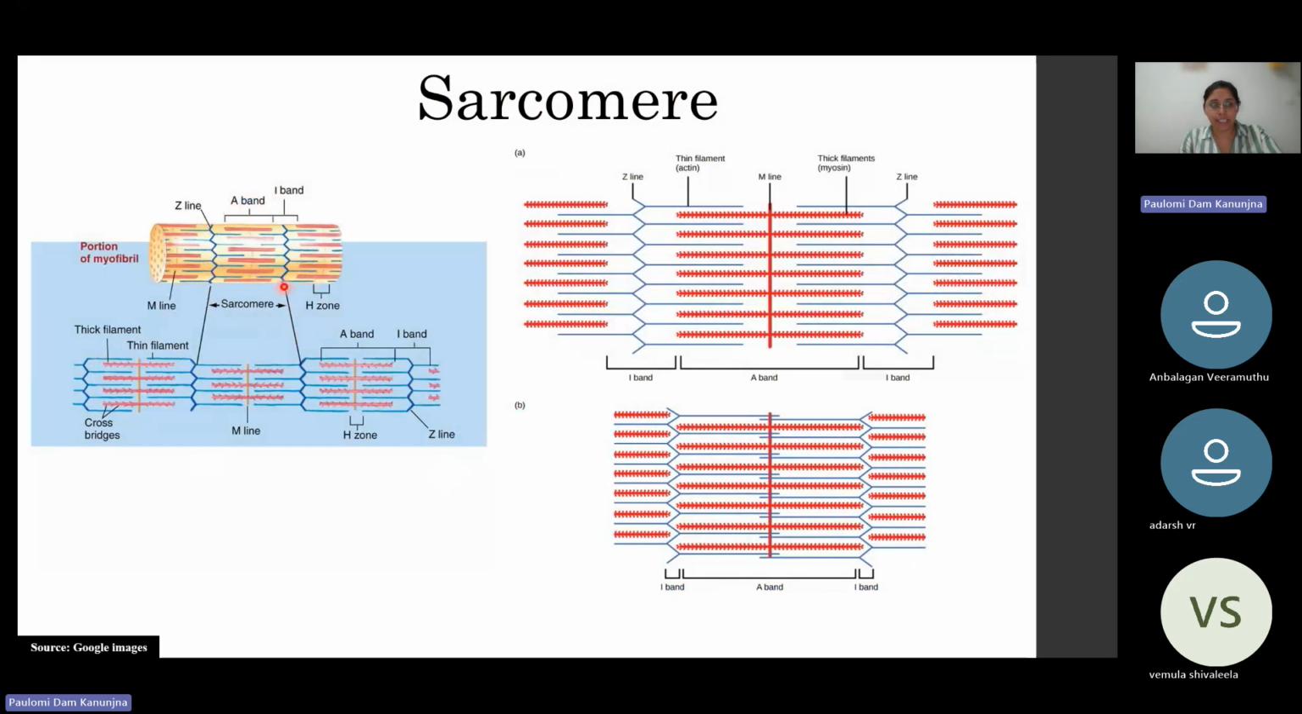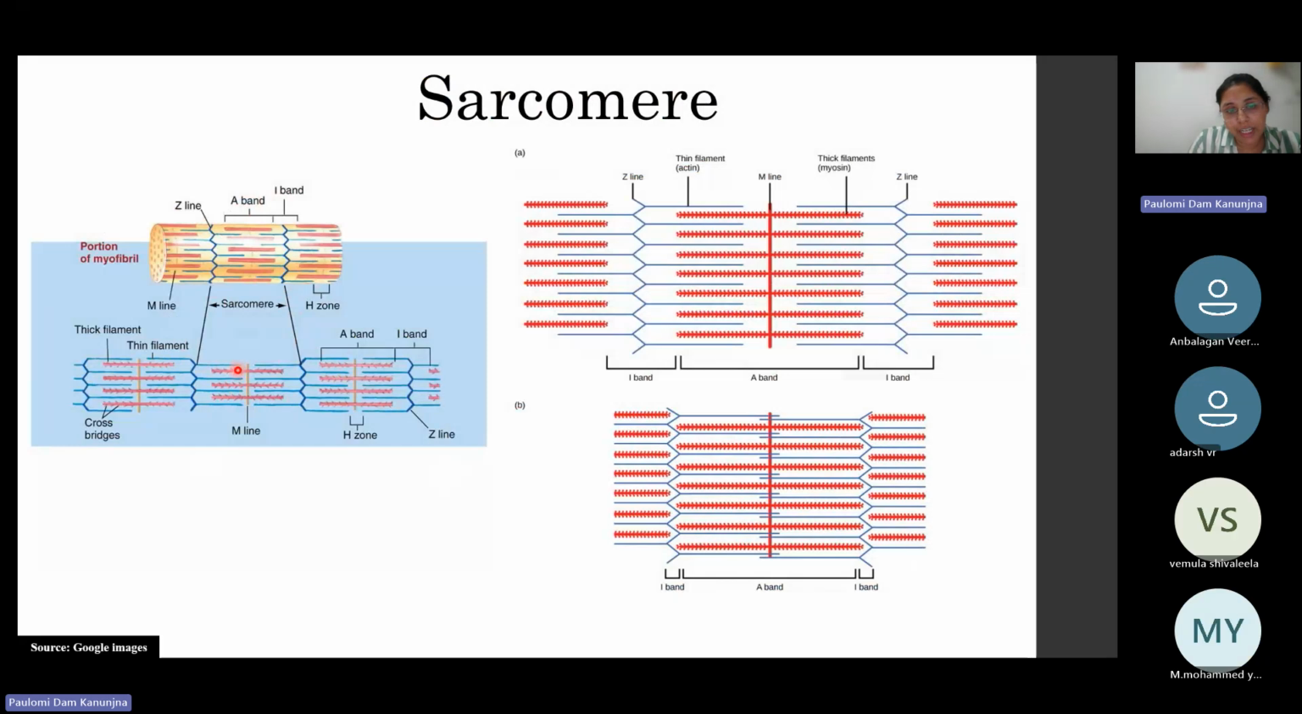If you take this portion and enlarge it, what you see is a zigzag line. And then from these zigzag lines, you have these kinds of protrusions. The red ones in the center are the thick filament. What is the thick filament? Myosin. And the blue ones, which are on the boundary, from the edges, they are the thin filament, which is the actin. So you have actin and you have myosin. And then, for your understanding, you have several lines. We started with the Z line, which is the ending. The one in the center is called the M line, or you can remember it as the medial line. So, M line.